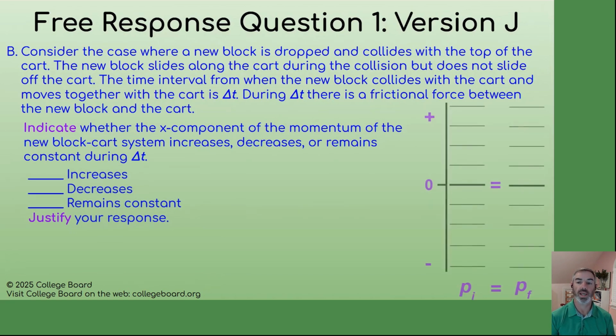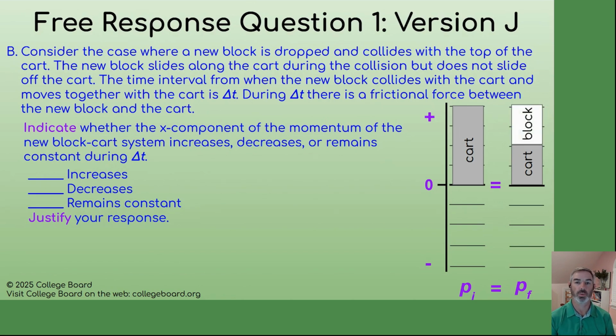We're going to draw, again, a momentum bar chart. Before the block is dropped, we know the cart is moving. After the block is dropped, we know the cart slows down. But again, this is still the block cart system, and the frictional force between the two surfaces is what's causing it to stop. In this case, it's kinetic friction. In the previous problem, it was static friction. So momentum is still conserved in this situation.